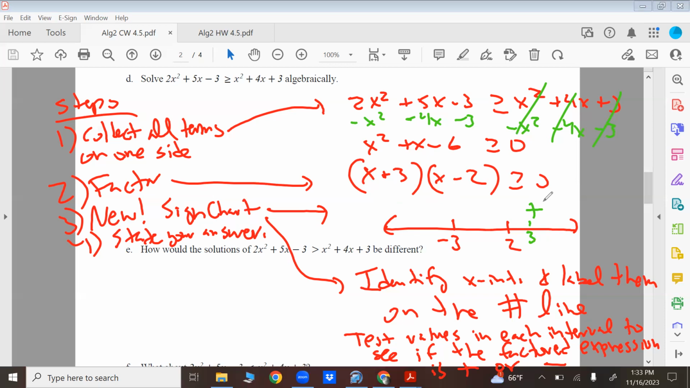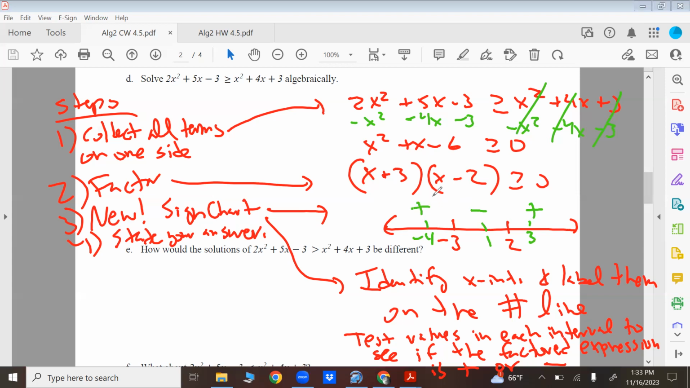Give me a number between -3 and 2. 1. 1, great. You could do 0, whatever you want, right? If you put 1 in, that's 4 times -1. What's 4 times -1? -4. So it's negative in that region. That'll be true for anything between -3 and 2. Lastly, give me a number less than -3. -4. -4, great. If I plug in -4, I get -4 plus 3 is -1. What's -4 minus 2? -6. What's -1 times -6? So you're going to put a positive sign.